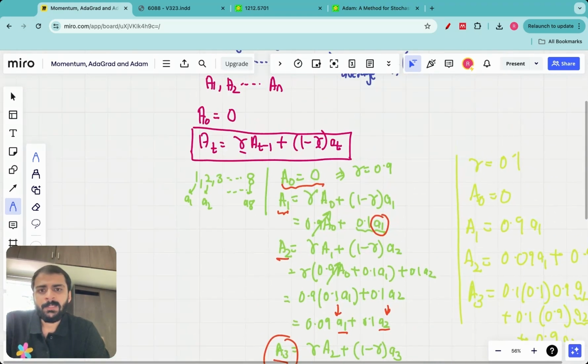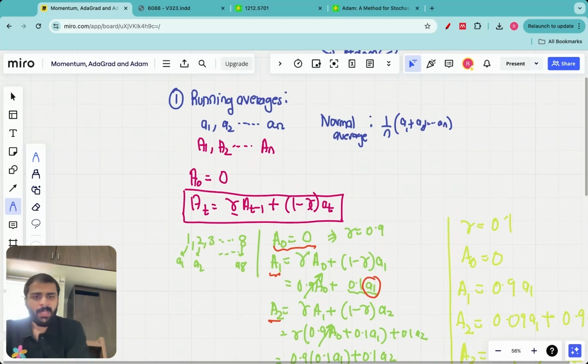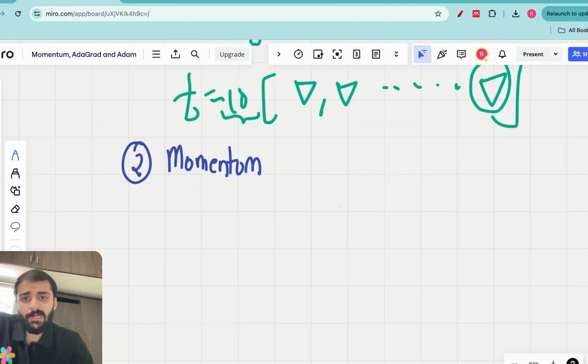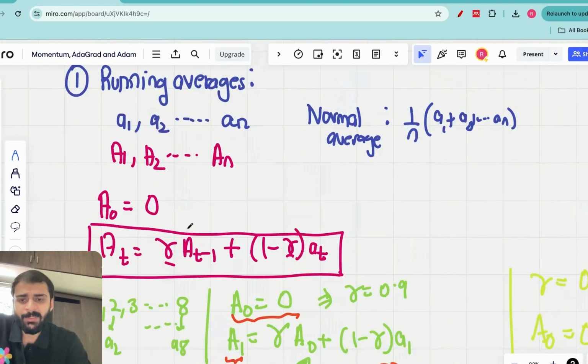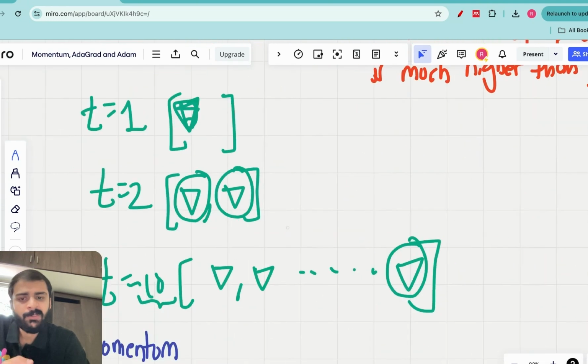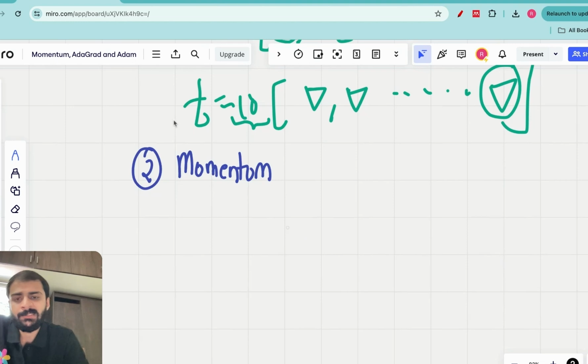So this concludes the part about moving averages or running averages. After learning about moving or running averages, as has been shown over here, and especially this particular formula, we are now ready to understand the first method of adaptive step sizes, which is called momentum.